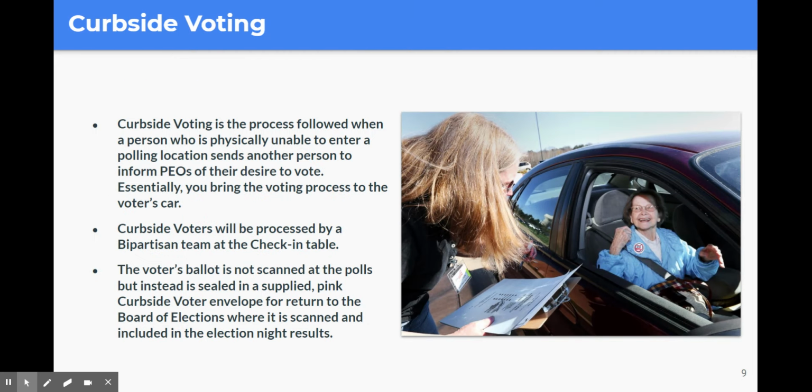Curbside voting. Curbside voting is the process followed when a person who is physically unable to enter a polling location sends another person to inform the PEOs of their desire to vote. Essentially, you bring the voting process to the voter's car. Curbside voters will be processed by a bipartisan team at the check-in table. The voter's ballot is not scanned at the polls, but instead is sealed in a supplied pink curbside voter envelope for return to the Board of Elections, where it is scanned and included in the election night results.